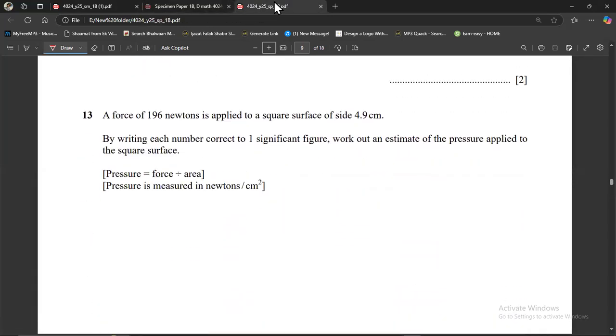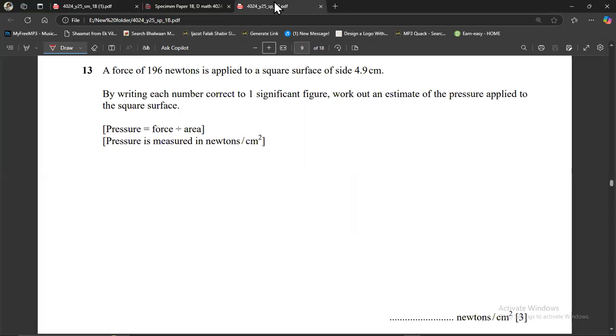So we are going to the next question, question number 13, and it is a 3 marks question. A force of 196 Newton is applied to a square surface of side 4.9 centimeter. So we have a square surface, each side is 4.9 centimeter. By writing each number correct to one significant figure, work out an estimate for the pressure applied to the square surface. Pressure is equal to force divided by area. Pressure is measured in Newton per centimeter square.